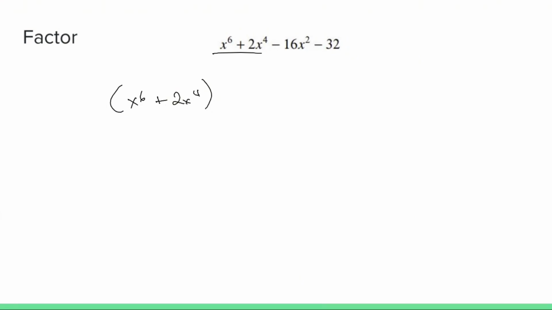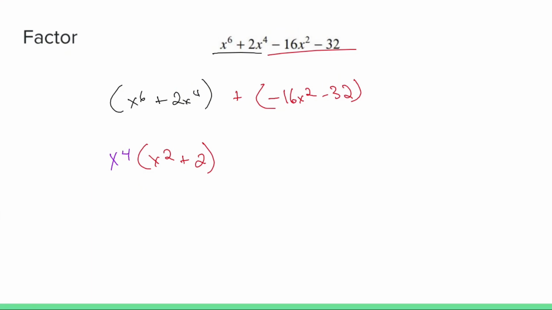You take the second group of terms and put those in their own set of parentheses. So negative 16x squared minus 32, always a plus sign in the middle. Now you take a look at the first parentheses and see what you can factor out. It looks like I can factor out an x to the 4th, and that leaves me with x squared plus 2.